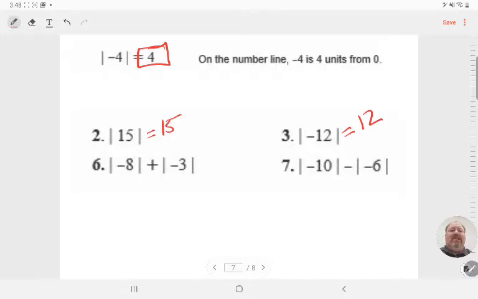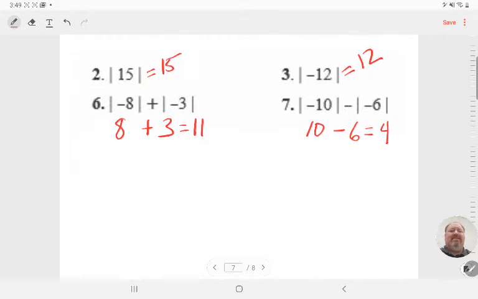Now on number 6, you got kind of a problem that we have to work out. First, we want to find the absolute values because they work like grouping. So the absolute value of -8 is 8, plus the absolute value of -3 is 3. 8 plus 3 is 11. And number 7, absolute value of -10 is 10. The absolute value of -6 is 6. And 10 minus 6 is 4. Okay? And that's how you do those.